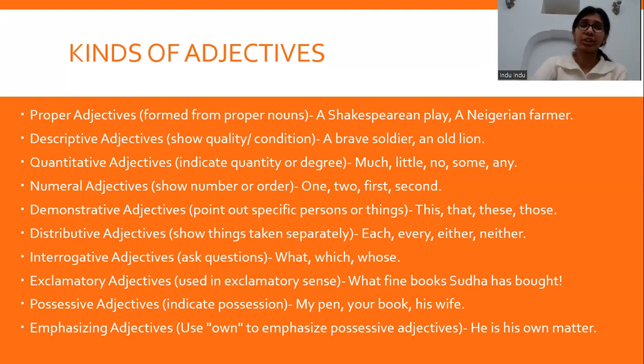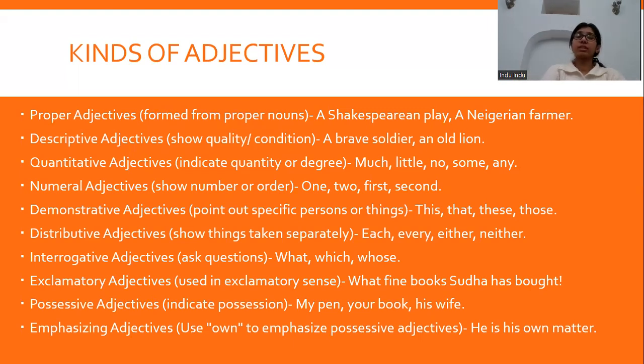Then we have numeral adjectives that show number or order. He stood first in his class. She is the mother of 2 pets, right? So here we have numeral adjectives that show a number or order. For example, first, second, that is order. One, two, these are numbers. These are very commonly used adjectives.